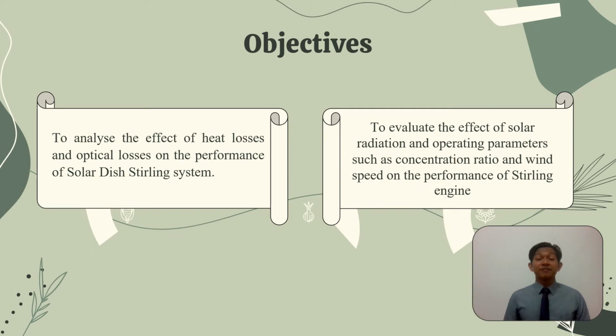Therefore, the objective of the study is to analyze the effect of heat losses and optical losses on the performance of solar distilling system. We also want to evaluate the effect of solar radiation and operating parameters such as concentration ratio and wind speed on the performance of Stirling engine.